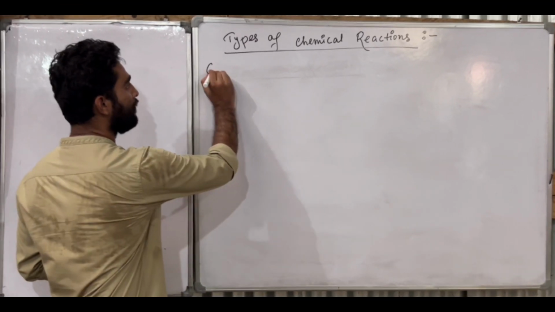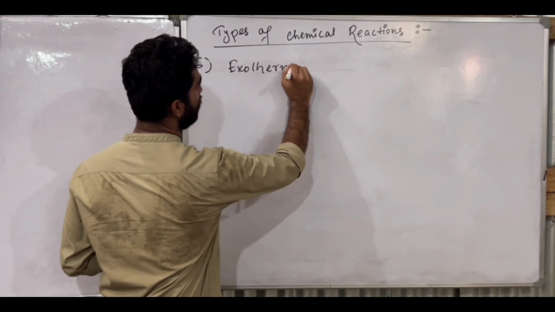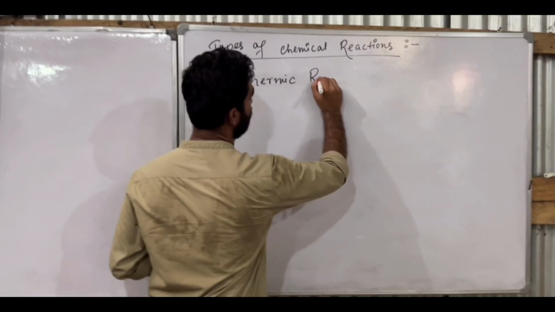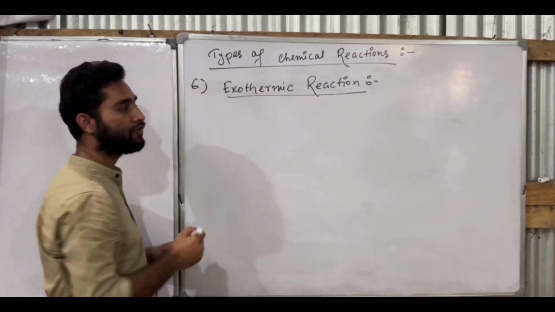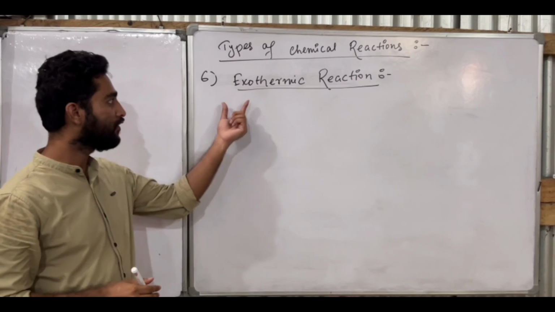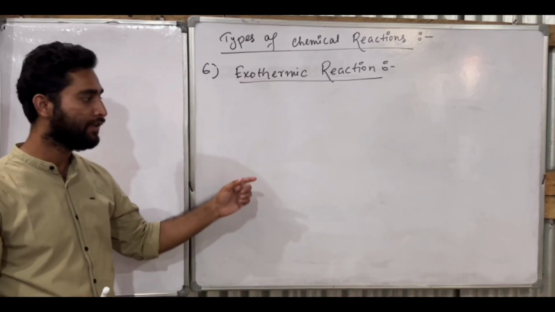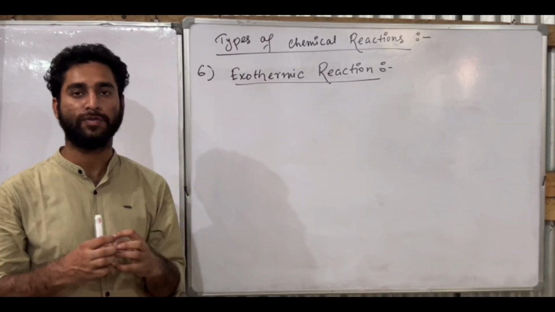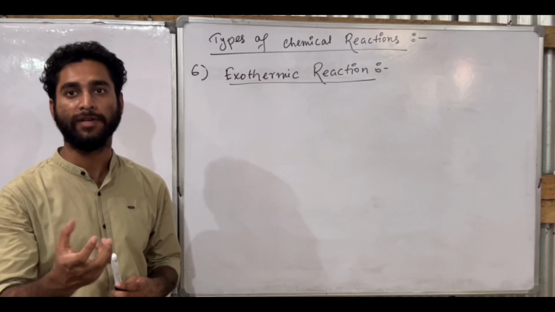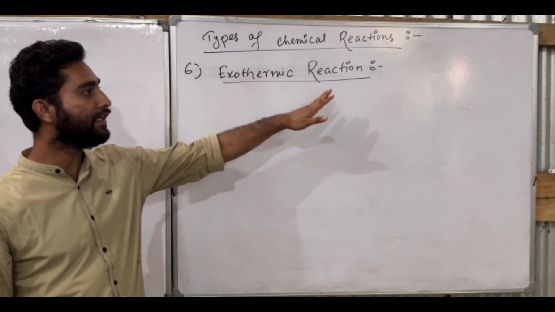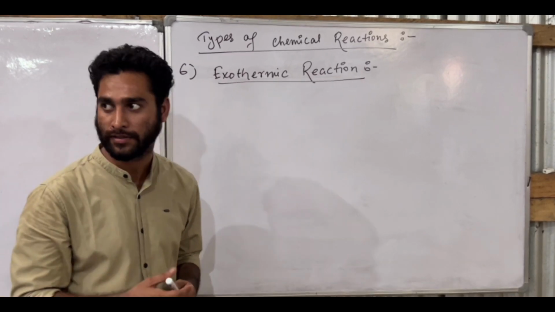Okay, so the number 6 type of chemical reaction is called exothermic reaction. It is also a type of chemical reaction. Exothermic, the word thermic is related to heat. In this reaction, when the reactants combine and form the product, along with the formation of the product, some amount of heat will be released. So we can say in this reaction the formation of the product is accompanied by the evolution of heat.